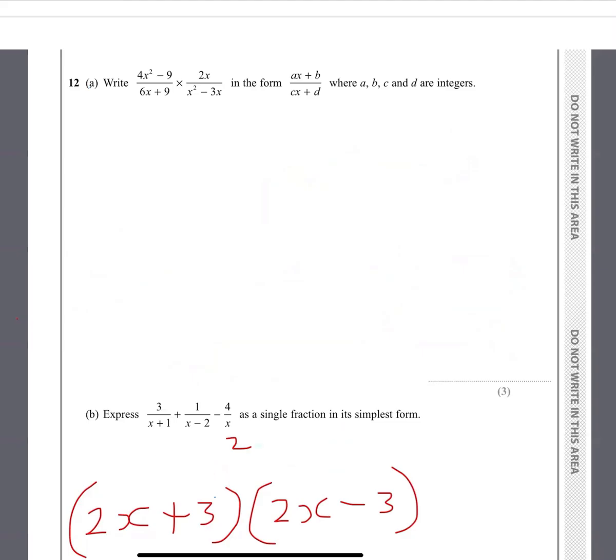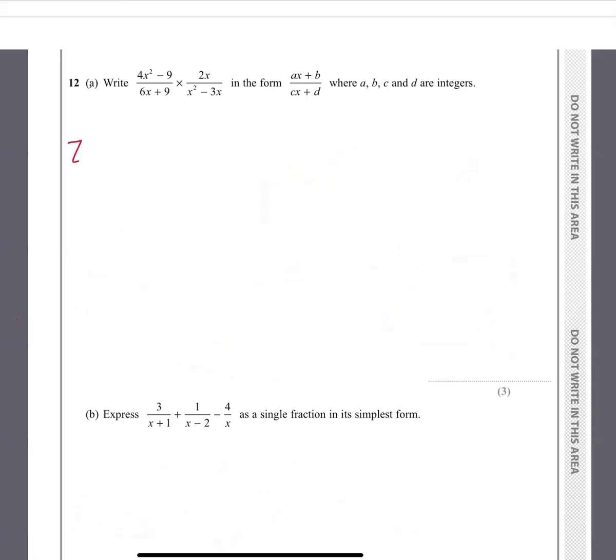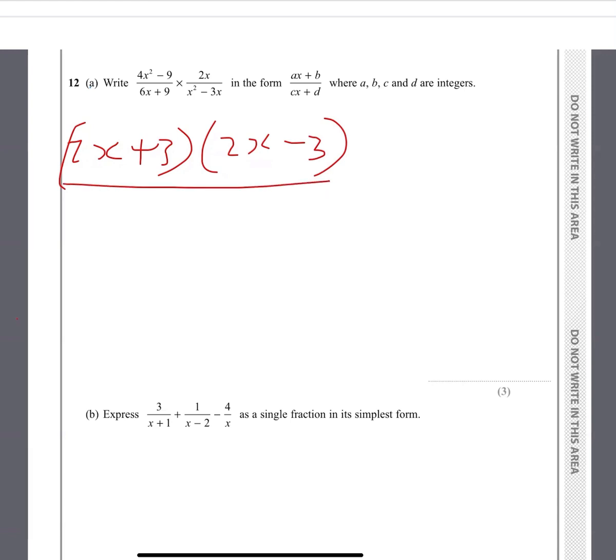What are we looking at? We already have the top part as 2x plus 3 and 2x minus 3. How about the denominator? What does it look like if we factorize it? The denominator would be 3 on the outside, brackets 2x plus 3. Beautiful. Times 2x would stay as 2x. And how about the denominator here? What are we going to have?